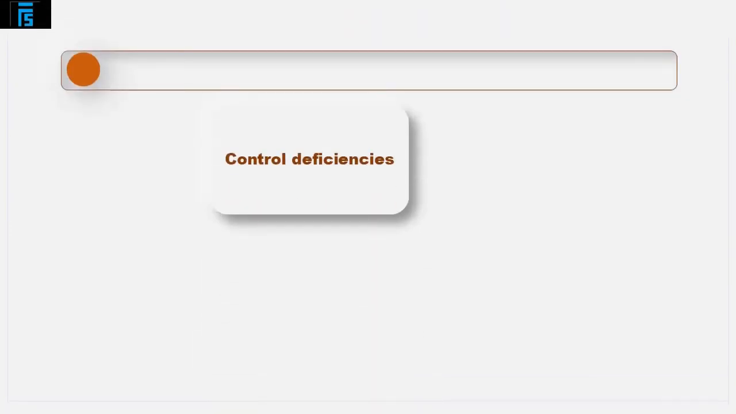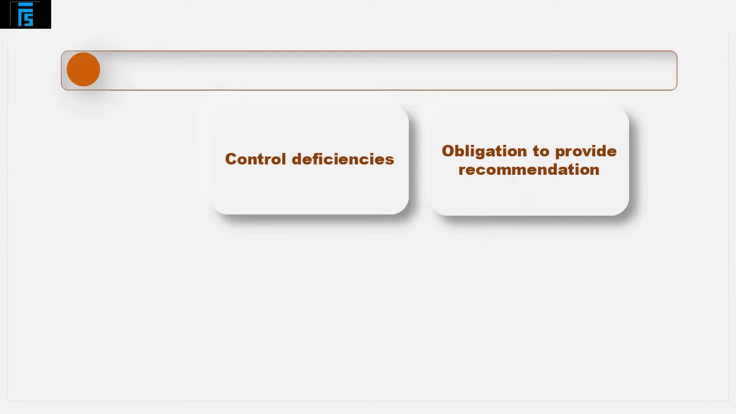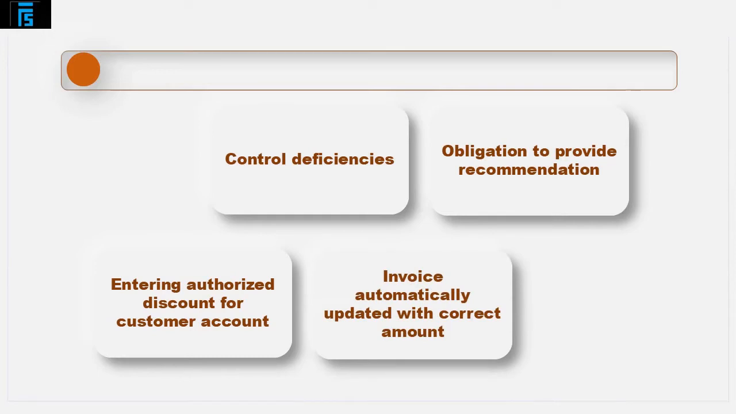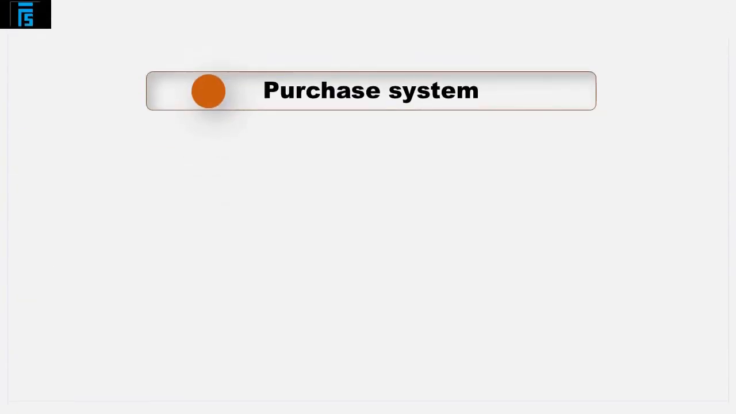For every control deficiency found, the auditor has an obligation to recommend how the entity could improve that control. A recommendation for the control deficiency that we have just discussed could be to have authorized discounts included on the customer account on the system so the invoice is automatically updated with the correct amount.